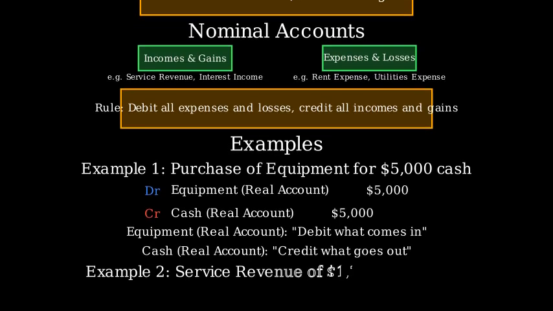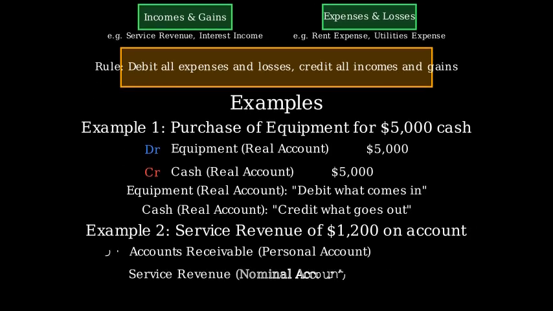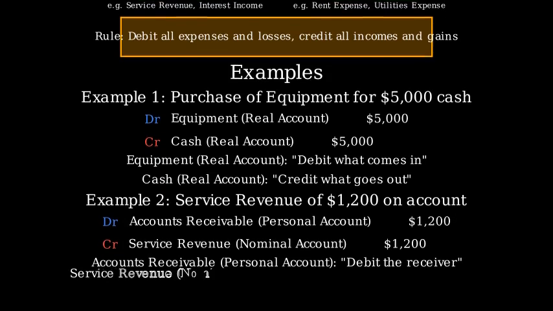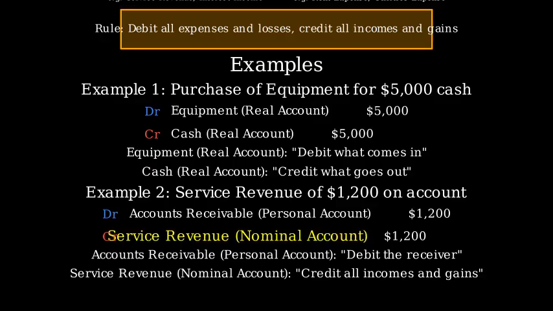Let's look at another example. When you earn $1,200 of service revenue on account, this transaction involves a personal account, accounts receivable, and a nominal account, service revenue. Accounts receivable is a personal account, and the customer is the receiver of services, so we debit accounts receivable for $1,200. Service revenue is a nominal account representing income, so we credit service revenue for $1,200.